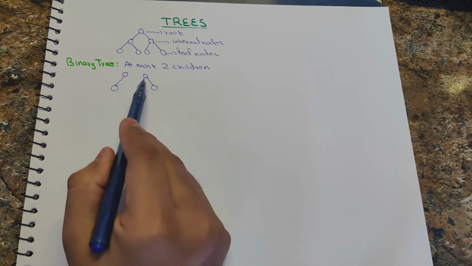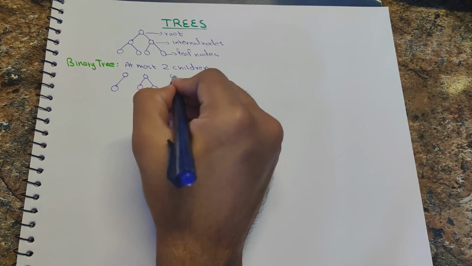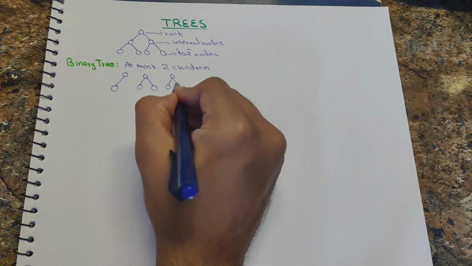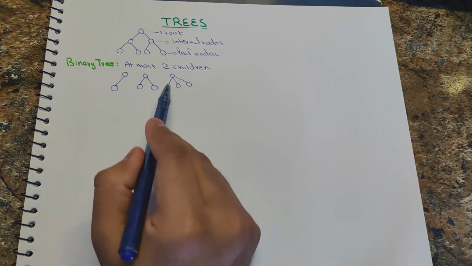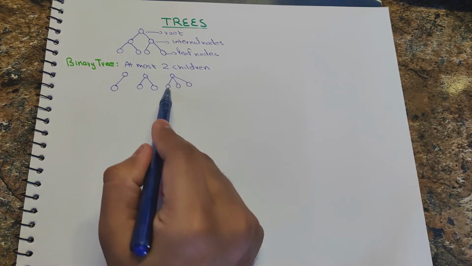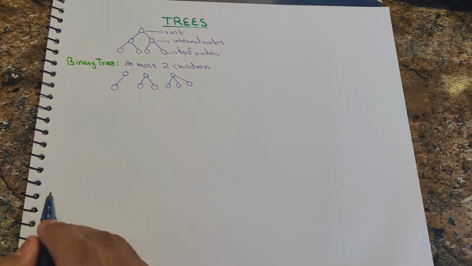It is still a binary tree because the root node has two children. And if we draw something like this, then this is not a binary tree. Why? Because this root node has three children. So let's talk about the next type of binary tree.